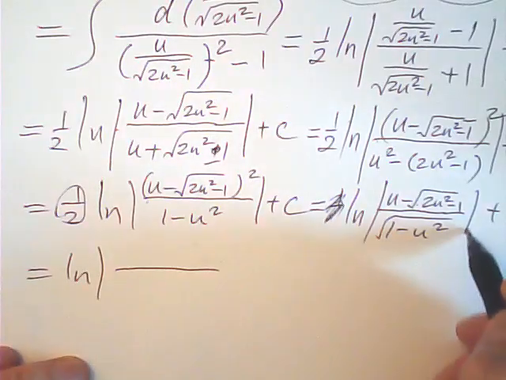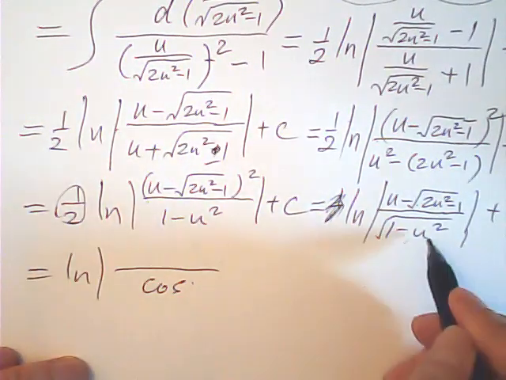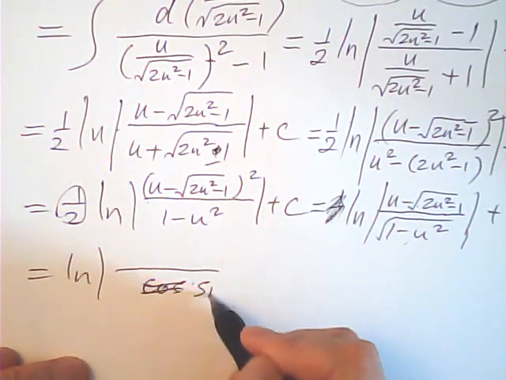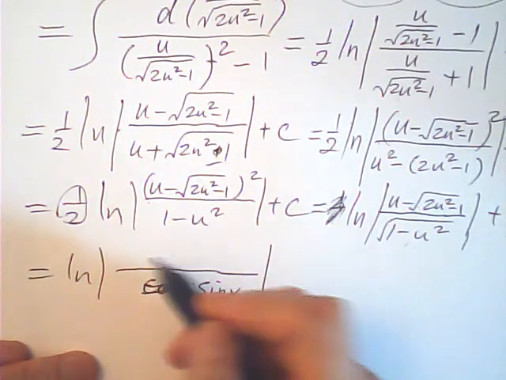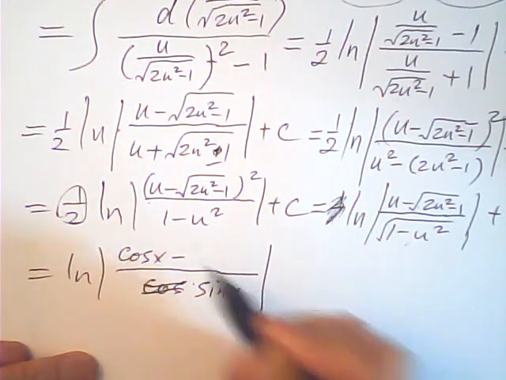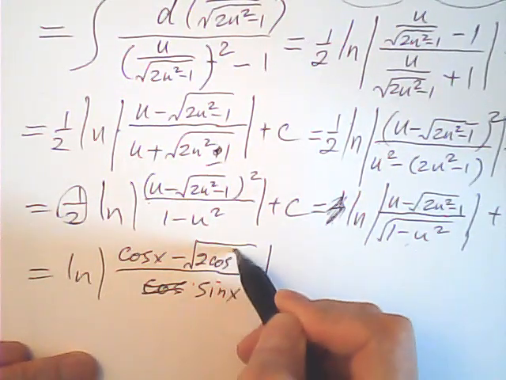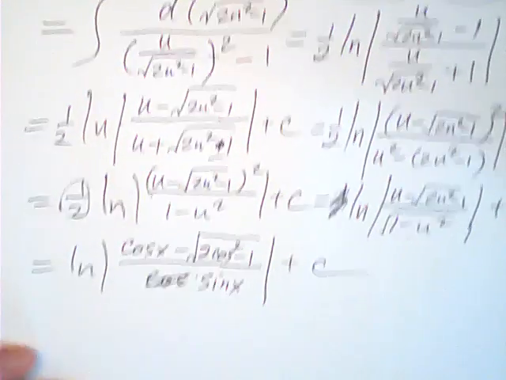This is cosine. Cosine squared becomes cosine, right? No, this is square. 1 minus cosine squared is sine. I'm sorry. This is cosine minus 2 cosine square minus 1. Yeah, plus c. It's better.